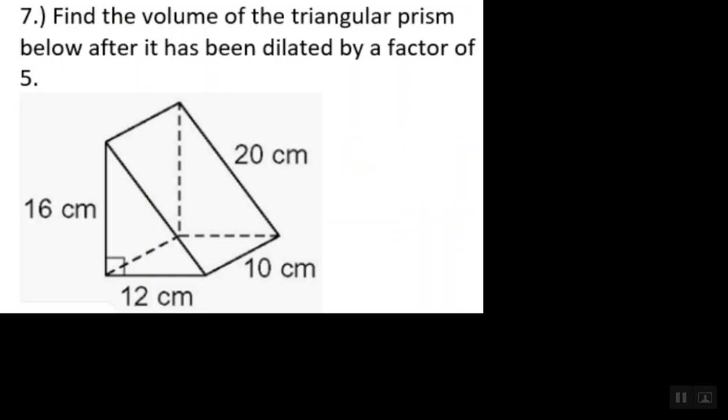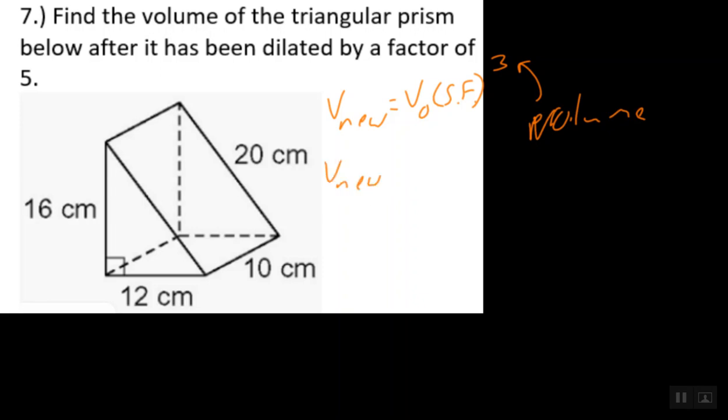Okay, problem 7, find the volume of the triangular prism after it has been dilated by a factor of 5. Okay, so what's our rule for dilations? We know that our V new, or our new volume, is the original volume times the scale factor raised to the power of 3. And this is, of course, for when we're dilating volume, because we're changing 3 dimensions. Another way to say this is V new is equal to the original volume times our scale factor 5 to the power of 3. Okay, easy enough. And so we really just need to find this volume.